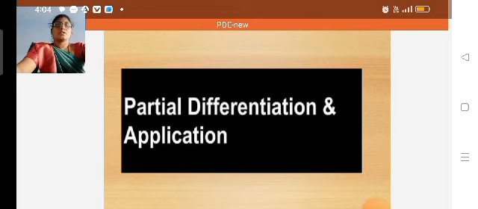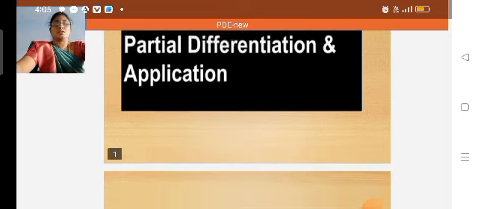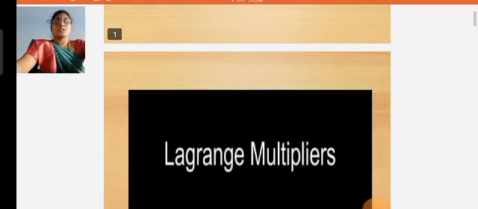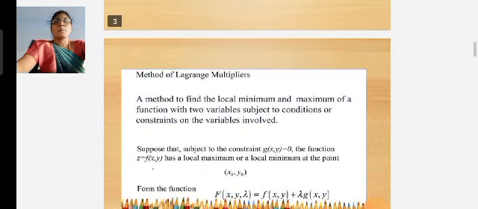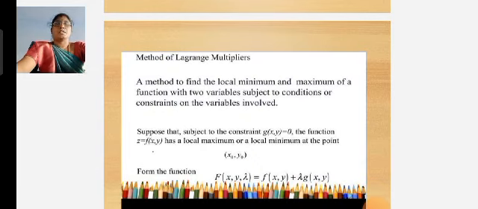Today we are going to discuss partial differential equations and their applications. The main method we will see is Lagrange's multipliers. First we will look at the method of Lagrange's multipliers. The main part of Lagrange's method involves finding the local minimum and maximum of a function with two variables, subject to conditions or constraints on the variables involved.